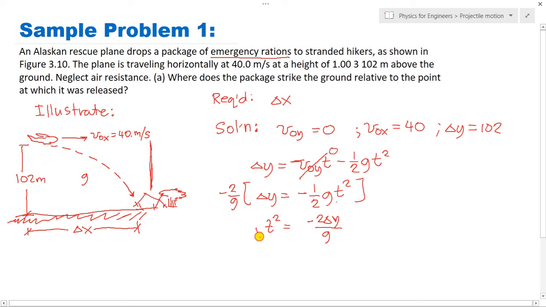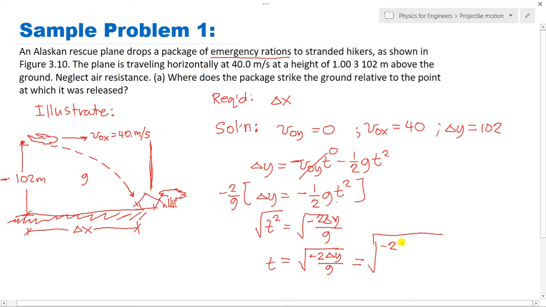Then square root both sides so that our time would be equal to square root of negative 2 delta y all over g. Sir, negative tayo, 'di ba? Kapag mag-square root ng negative number, mag-math error kasi imaginary. But take note class, our delta y is not 102. It is negative 102 because our first reference is at the plane. Sa plane kasi tayo nag-refer. So therefore, negative siya. So don't worry, negative times negative is positive.